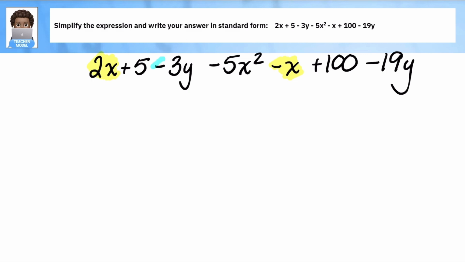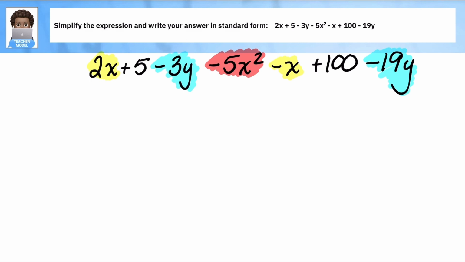Okay, let's see what else. I see negative 3y to the first degree and negative 19y to the first degree. So I can put those together. And here's another variable, 5x to the second degree. All right, so the 5 and the 100, they're both whole numbers. I'm just going to leave those there.